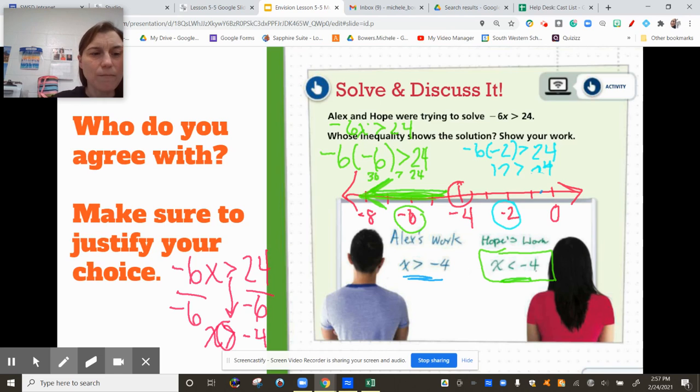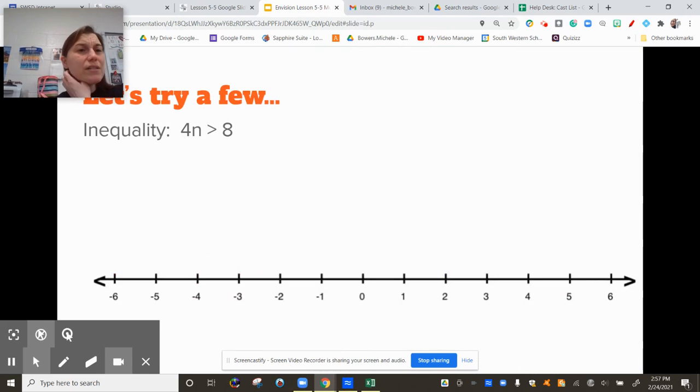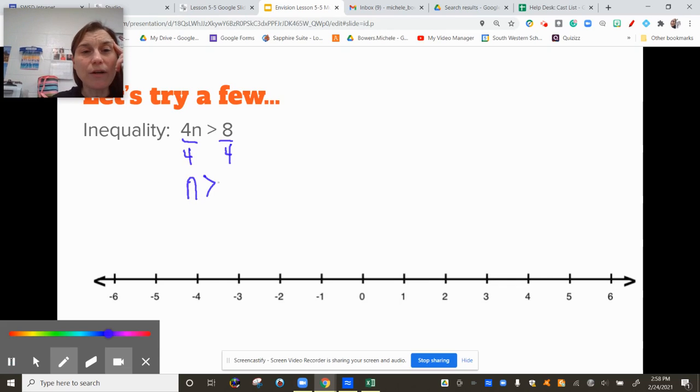Let's look at another example. This is not from the book or anything. It's just a generic example. It says 4 times n is greater than 8. So 4 times n is greater than 8 is an inequality. And normally we would just solve an inequality like an equation. So I'm going to divide both sides by 4, because that's the opposite of multiplication. So I'm going to get n is possibly greater than 2.